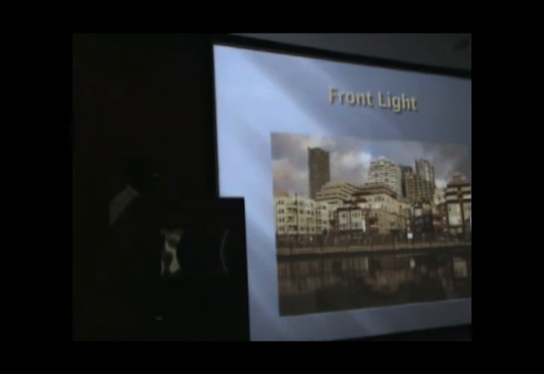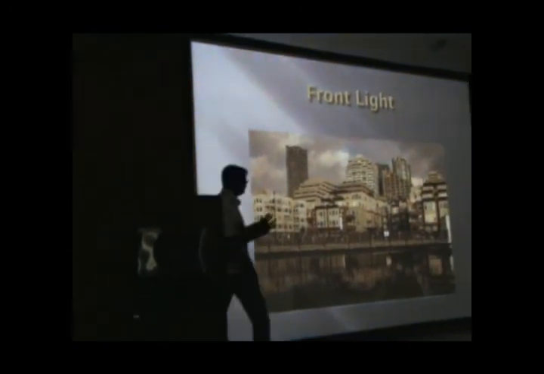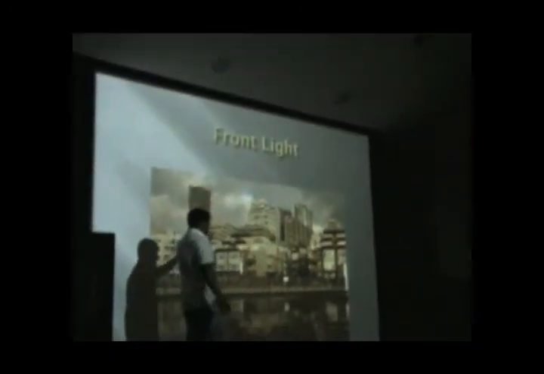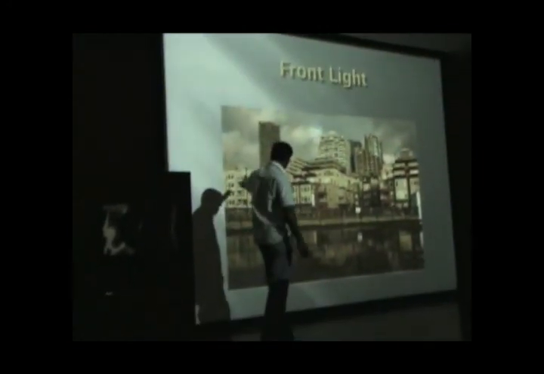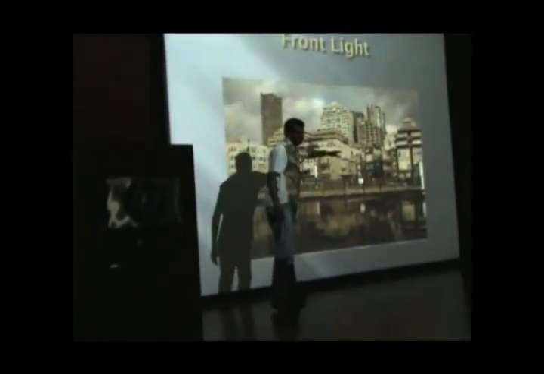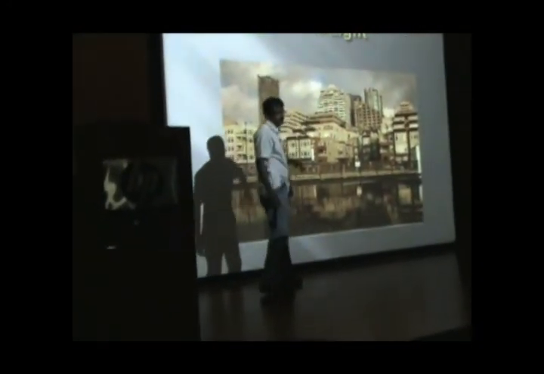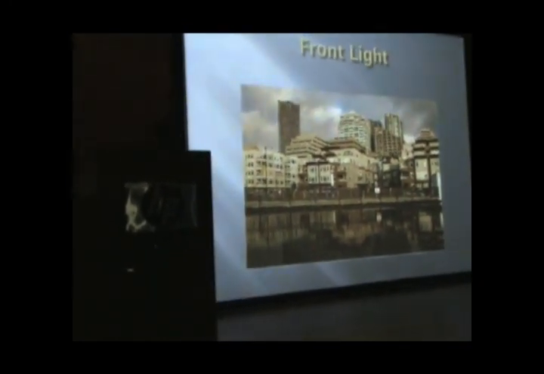This is an example of front light. If you look at this, the light is directly falling on the subject. It's a late evening light. You can see it's evenly illuminated from the front. There is not much shadow, right? And exposure reading is easy.